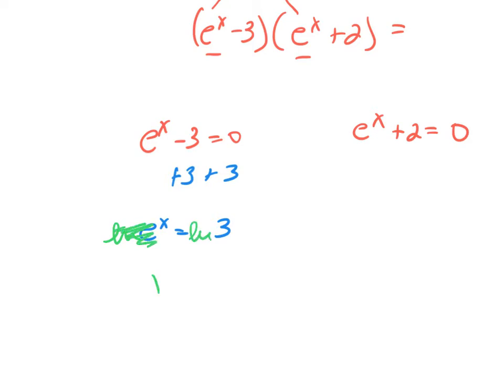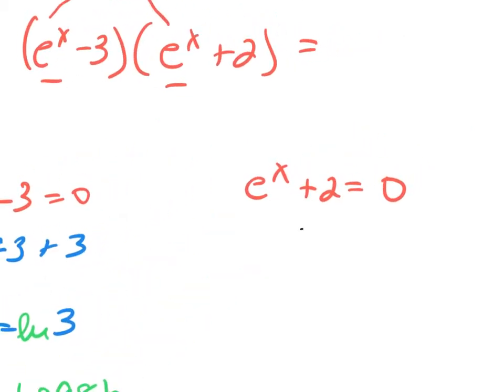So this cancels out, and I have x equals. What's the natural log of 3? ln 3. 1.0986. Okay? And then on the other side, I'm going to do the same thing. How do I get e to the x by itself? Subtract 2. So I have e to the x equals negative 2.